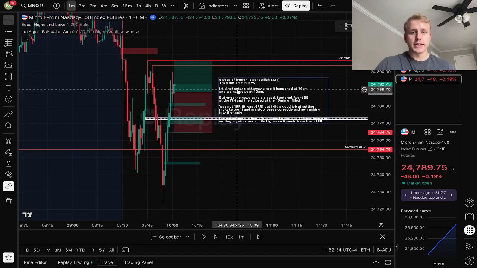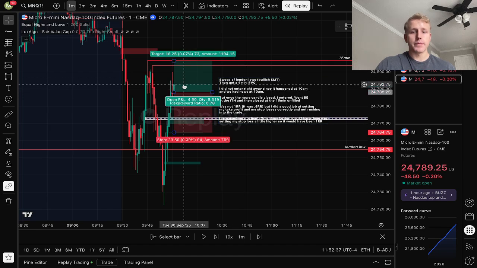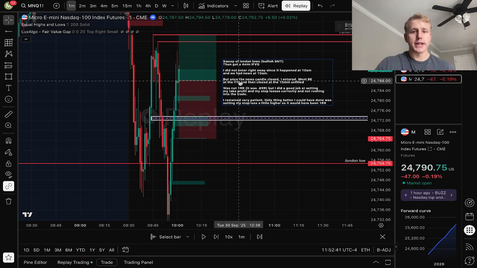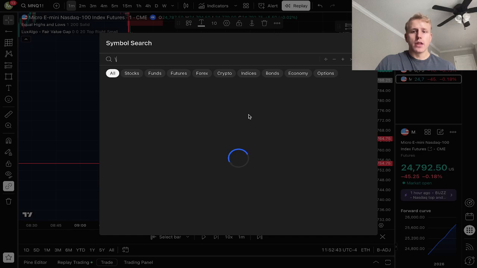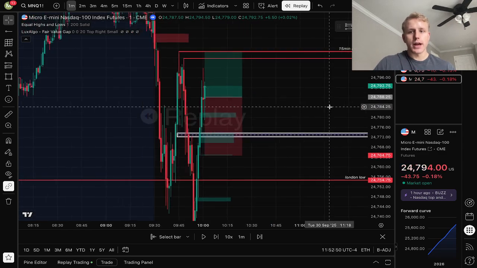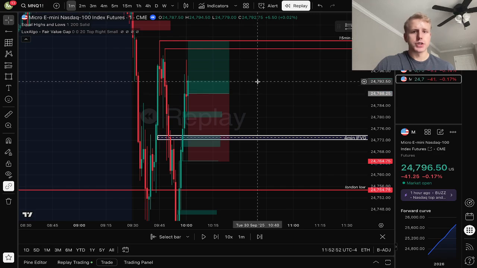I was mentioning how I did not enter right away since it happened at 10 a.m., that inversion of the 4 minute gap. I did not enter immediately, but I did enter once that news candle closed. The one thing that I do think I could have done better was making this a 1 hour trade.